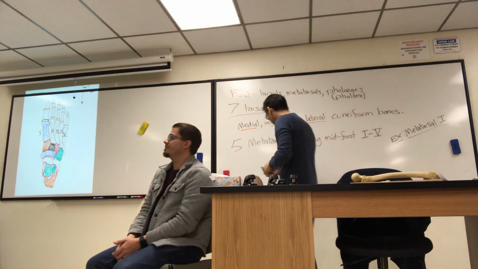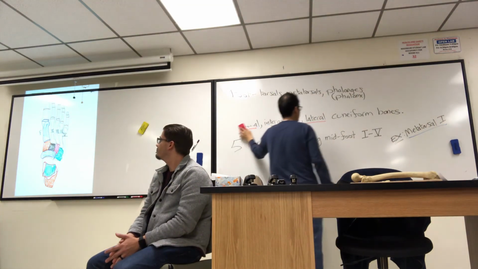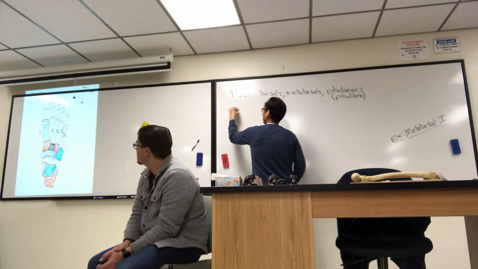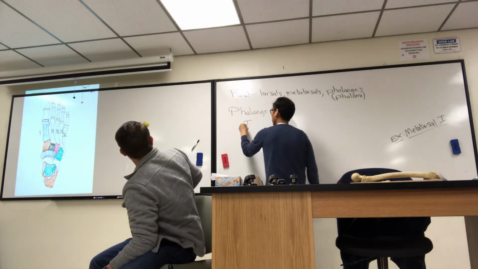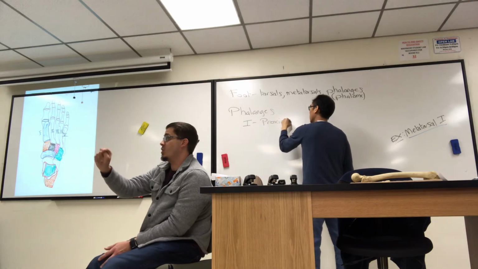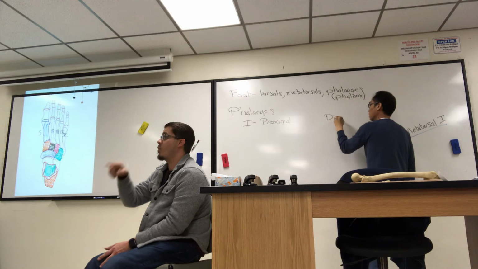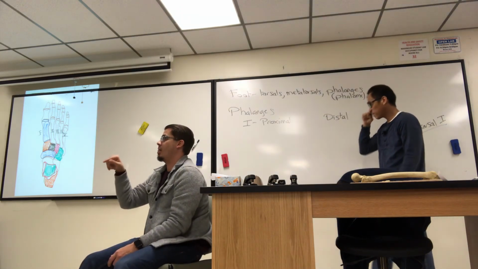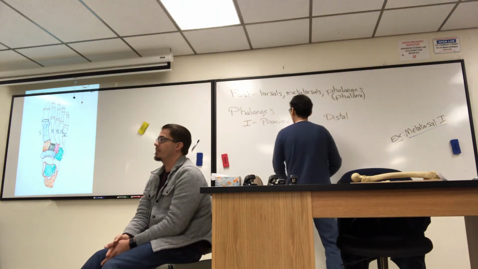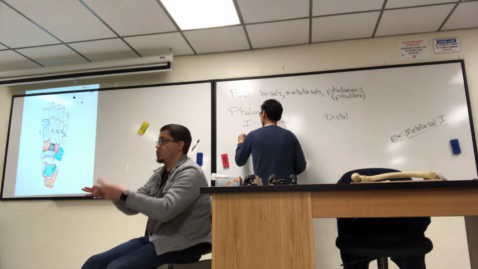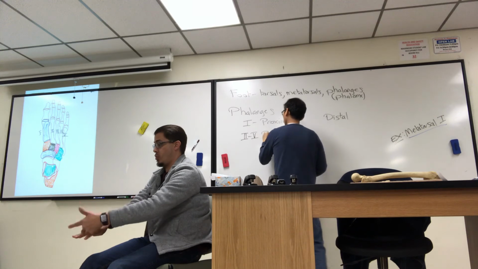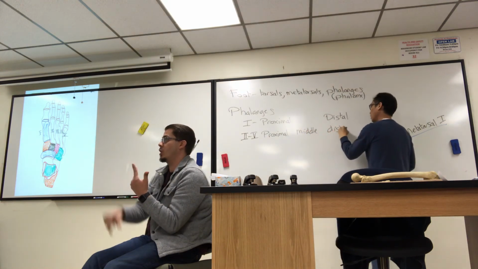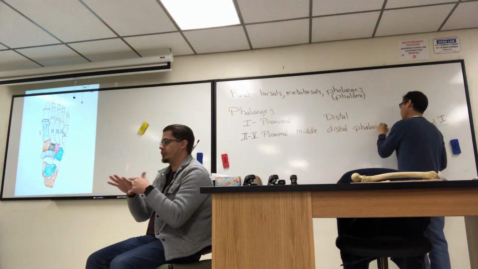And then you have the phalanges of the digits and toes. For digit 1, you only have a proximal and a distal phalange, or distal, yeah, phalanges. 1 proximal phalanx, 1 distal phalanx. But for 2 through 5, you have proximal, middle, and distal phalanges.